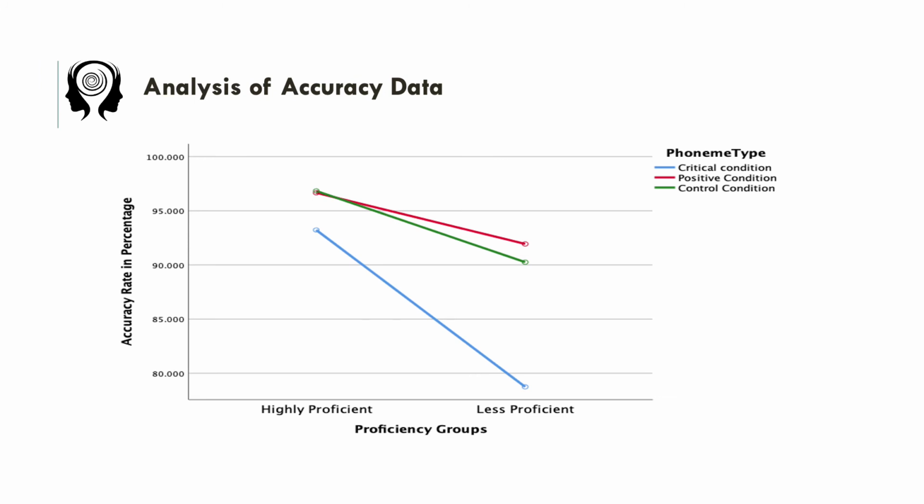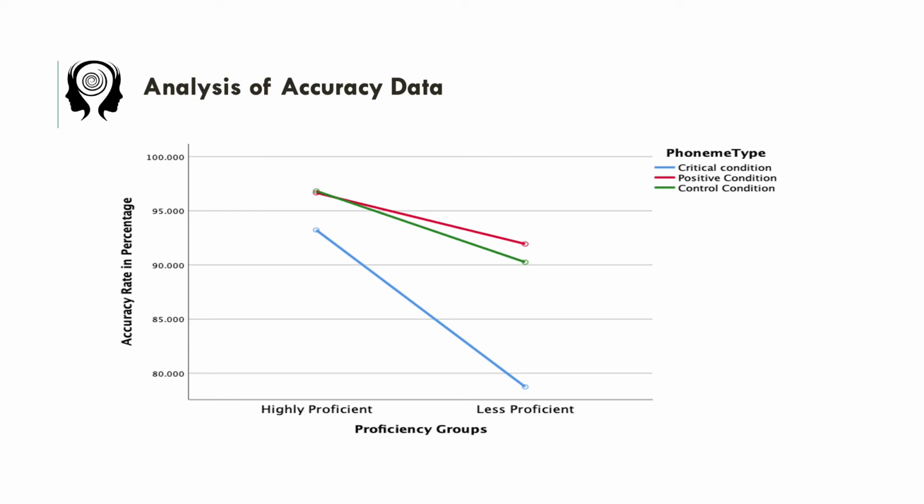As for the analysis of accuracy data, the results of the mixed ANOVA showed a significant main effect of phoneme type in the analysis by subjects and in the analysis by items. There was also a significant main effect of proficiency level in the analysis by items and in the analysis by subjects. An interesting finding is that we found a significant interaction between phoneme type and proficiency level in the analysis by subjects and in the analysis by items.